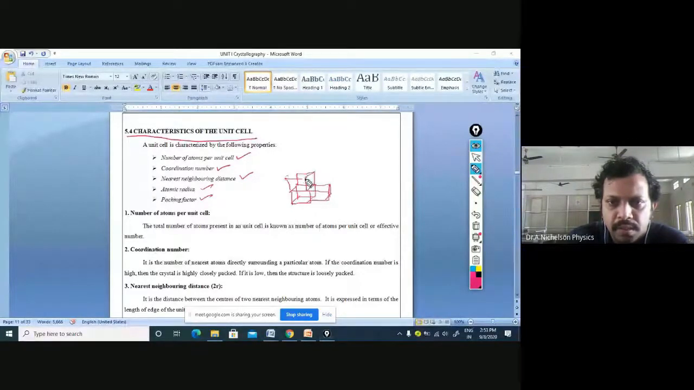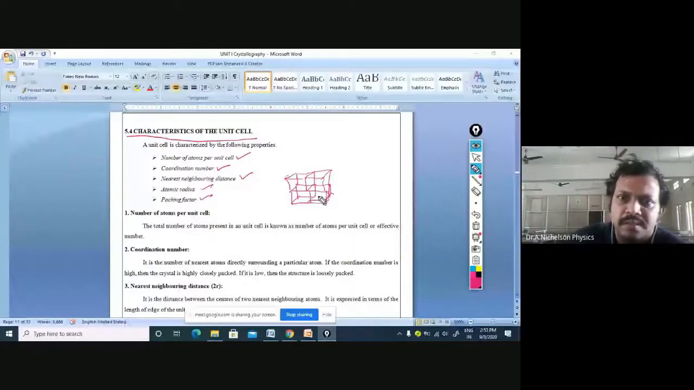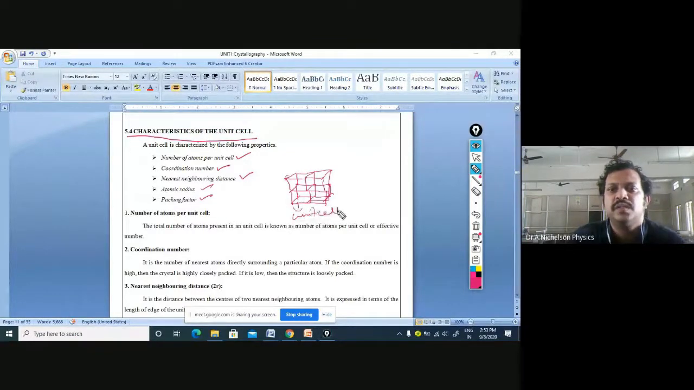Then here, I have drawn a cubical... okay. So the basic unit of this, just consider this as sodium chloride or some crystal that possesses a cubical lattice structure. So this only one block is the unit cell. Okay, so this is said to be the unit cell. The combination of these unit cells gives rise to a complete crystal material.